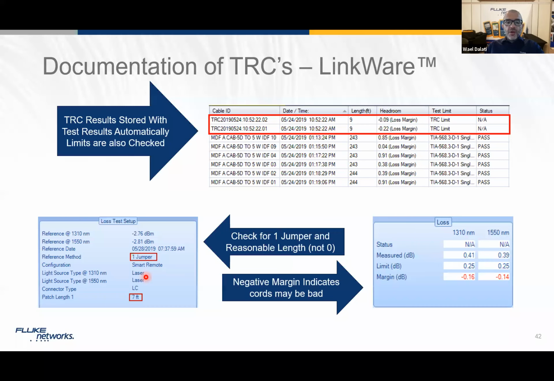I see that I'm using a one jumper method here. I can see the length of the reference code. And if I have any negative number on my test reference codes, that means my codes are becoming waste and not helping me at all. I need to throw them away and replace them as soon as possible.